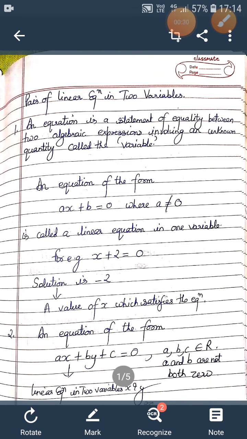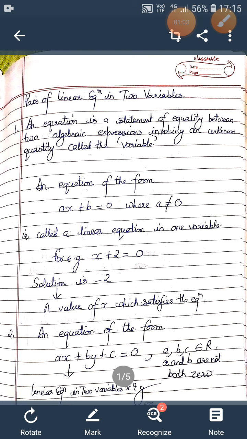And for the first type of equation which we have studied, it is a linear equation in one variable, that is of the form ax plus b equals to 0, where the coefficient of x should not be equal to 0. For example, x plus 2 equals to 0 is a linear equation in one variable, x plus 1 equals to 0 is again an equation, x minus 5 equals to 0 is also a linear equation in one variable. Then we have already learned how to solve these equations.